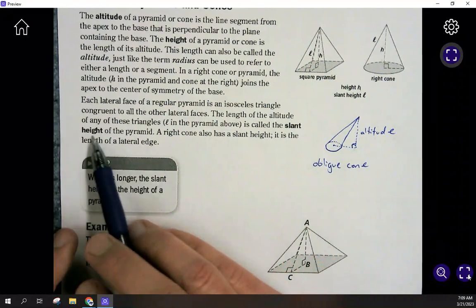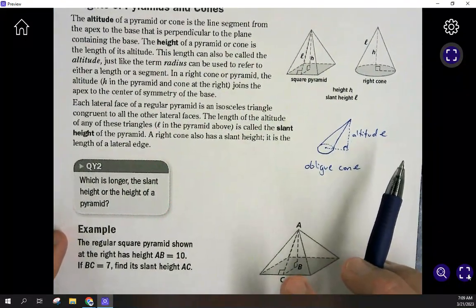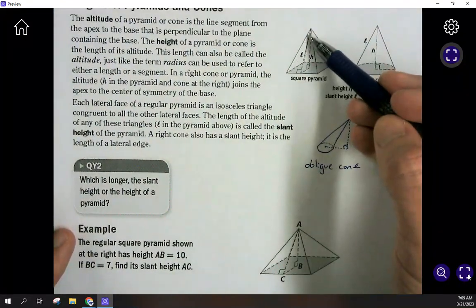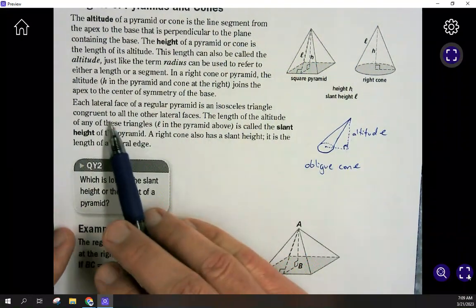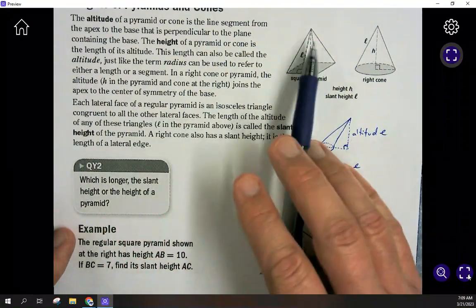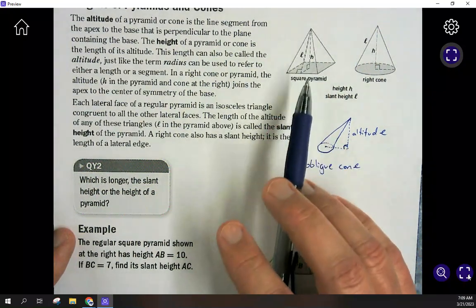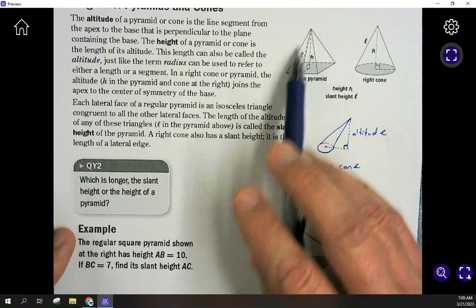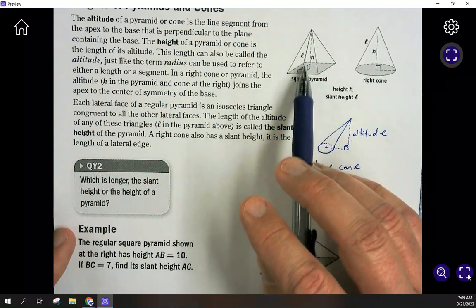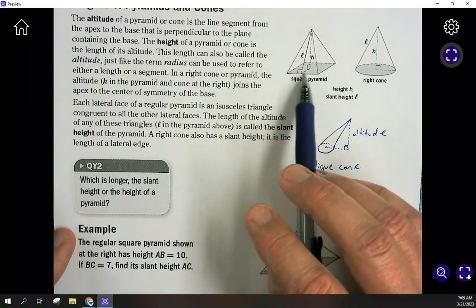And then the last one we want to go over is slant height. Slant height is measured on the outside here. Each lateral face of a regular pyramid is an isosceles triangle, so all the faces on a regular square pyramid form these isosceles triangles. And then the slant height is actually the height of one of those triangles.